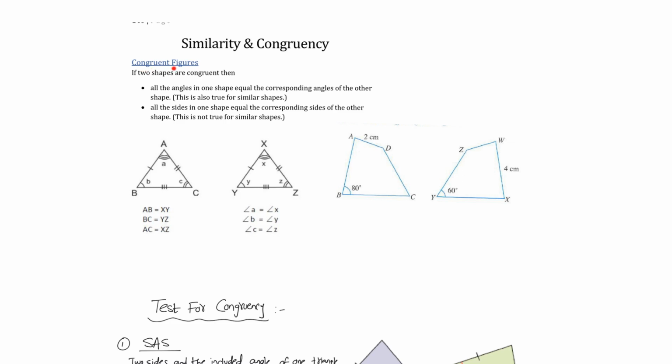Alright, so congruent figures are those figures in which the corresponding sides are equal and the corresponding angles are also equal. Then we say that the two figures are geometrically congruent.